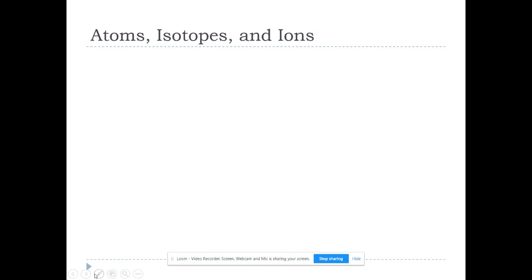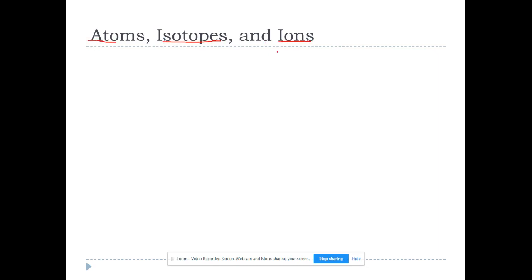Welcome to part 2 of our discussion of subatomic particles. In the last video, we talked about the 3 key subatomic particles, protons, neutrons, and electrons, and some of their key properties that you need to be aware of. In this one, we're going to talk about how changing the number of each one of those affects atoms and the different forms of atoms we get as a result, and ways that we represent the number of protons, neutrons, and electrons. So to begin, let's talk about atoms, isotopes, and ions.